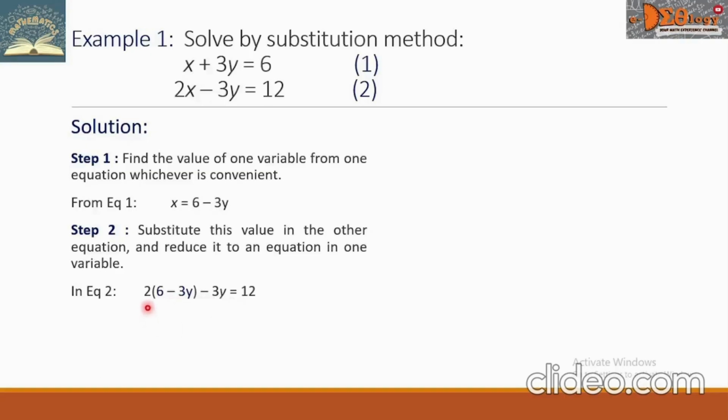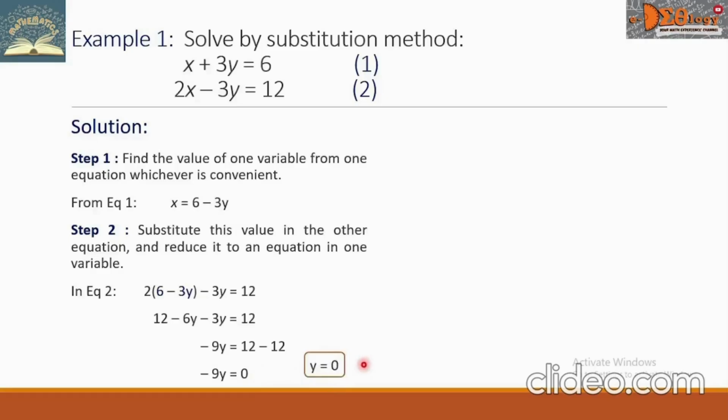Simplifying, this 2 multiplied to 6 becomes 12. 2 times negative 3y is negative 6y. Then we copy this negative 3y equals 12. We combine this negative 6y and negative 3y. Also, the 12 here we will transpose to the right. So we have negative 9y equals 12 minus 12. The right side becomes 0. We solve for y. We divide this equation by negative 9. So the value of y equals 0.